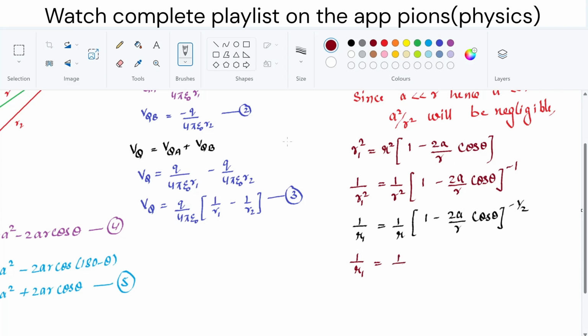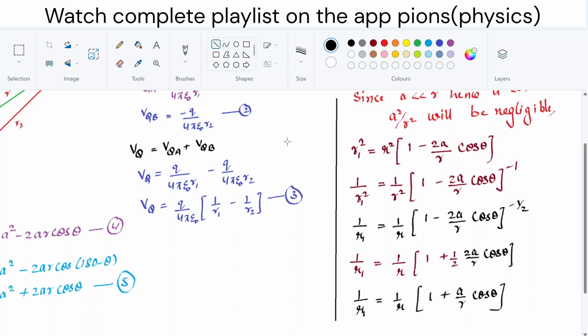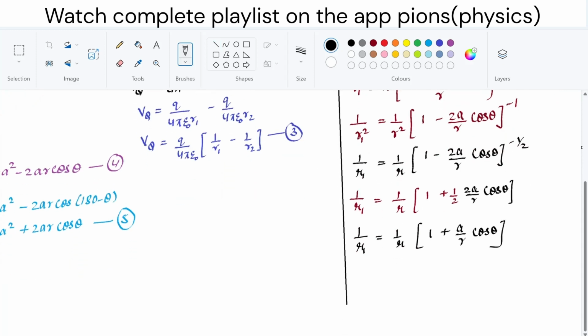Okay. So length can never be negative. So this will become 1 and minus minus plus 1 by 2, and the second term as it is, 2A upon R cos theta. So we got our value of R1. 1 by R1 equals 1 by R into 1 plus A by R cos of angle theta. I hope this is clear. Okay. Let me make a straight line over here. So this is our 1 by R1.